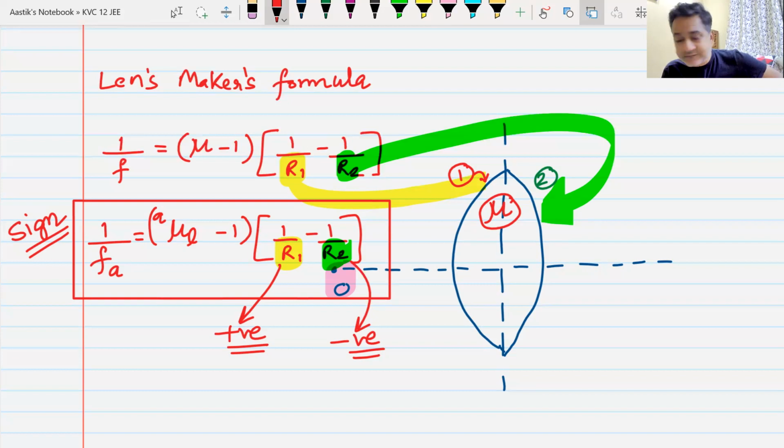Do we understand this? Sir, where is R1 and R2 present, sir? Yes, beta? Where is R1 and R2? Where is R1?